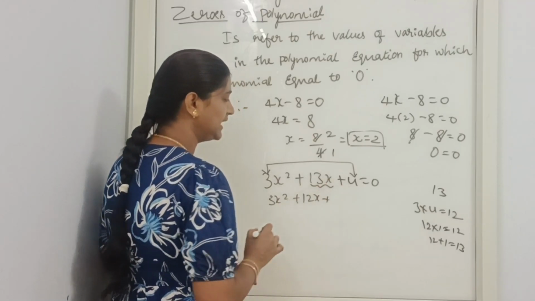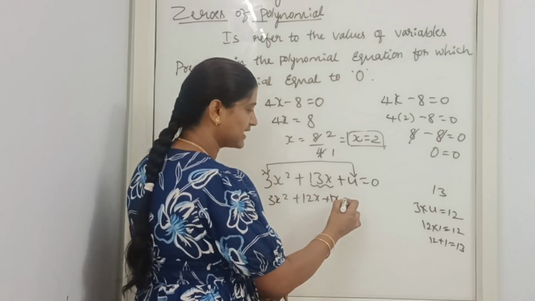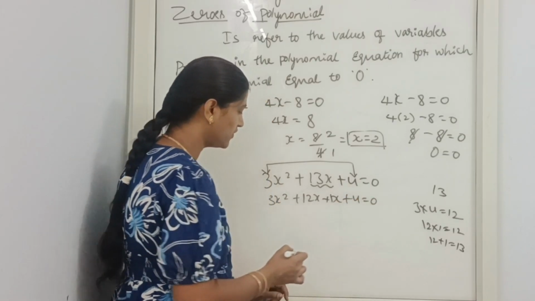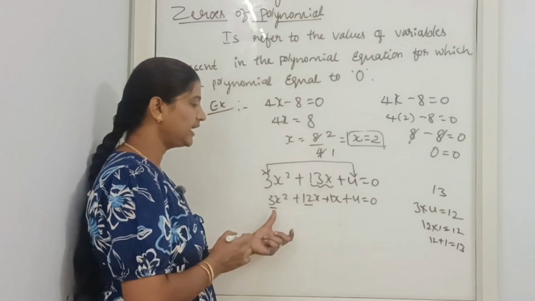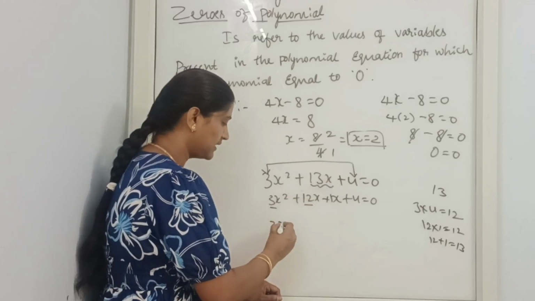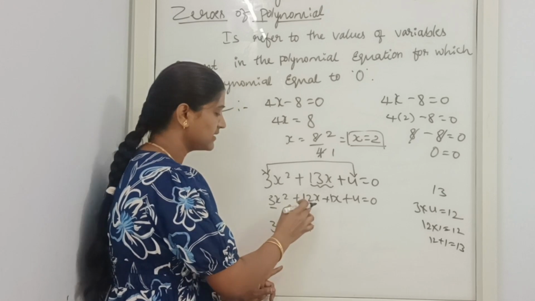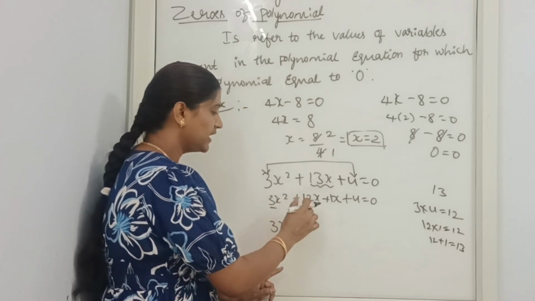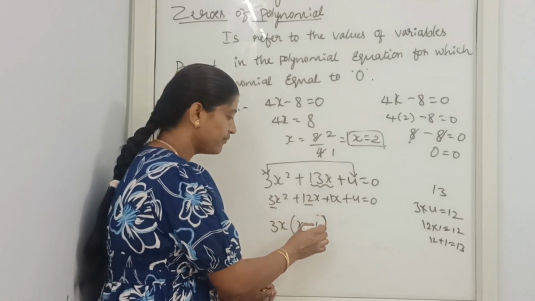In the place of 13x we need to write 12x plus 1x, or x, both are same, equal to 4. In these two terms, what is common? 3, in the 3 table 12 goes, so 3 is common. Here x square and x, take x common. If you take 3x out, the remaining is x. And here in the 3 table, 3 fours are 12, x is already taken, you have to close the bracket.